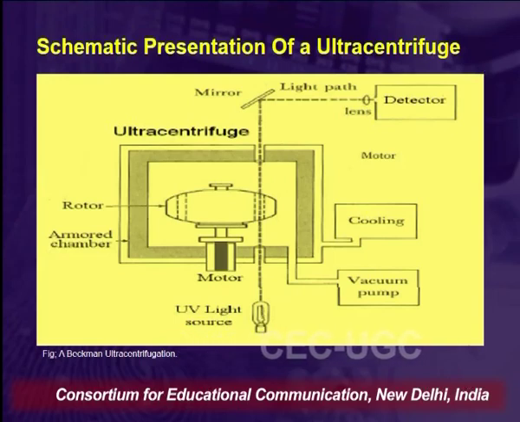So, in the analytical ultracentrifuge, we have the cooling chamber, a vacuum pump, UV light source, motor, rotor, a chamber and mirror, light path and detector. This is basically when we are doing SVE study or SEE study, which we just discussed, looking at how the macromolecules are behaving in the ultracentrifuge using the analytical ultracentrifuge technique.